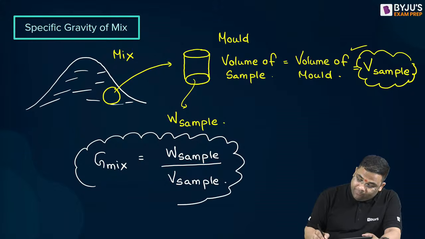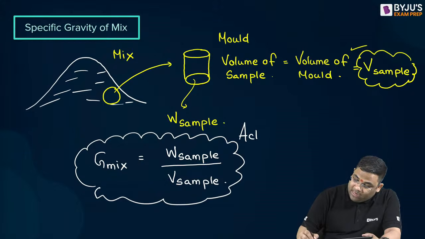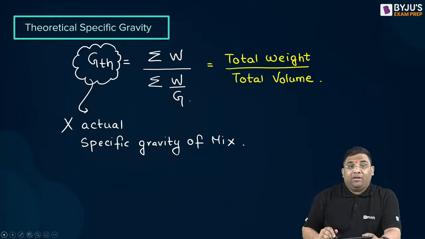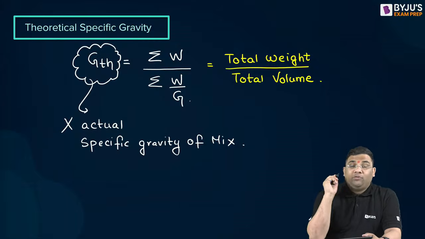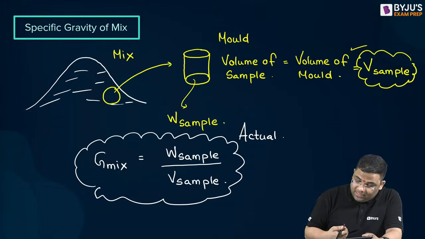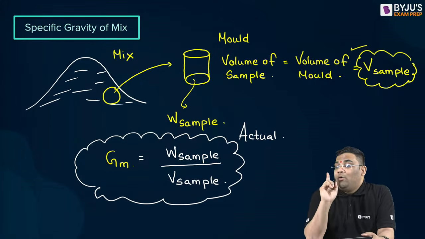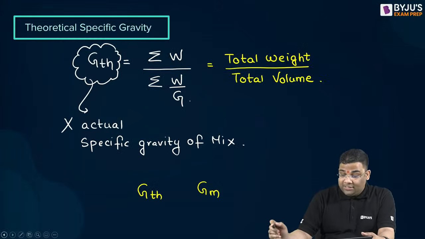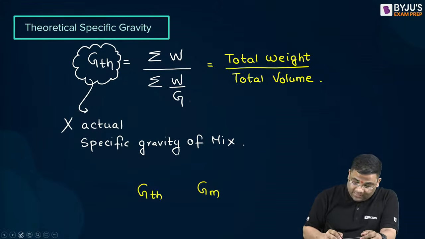The actual one, and how I am finding the theoretical specific gravity. Now tell me which one will be more, theoretical or your actual one? Suppose I name this as GM. Tell me which one will have the larger value, GM or G theoretical? Please mention in the comment section. The theoretical will have the larger value.